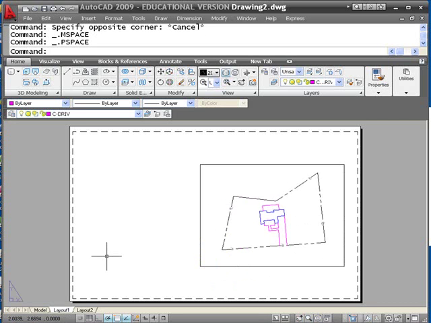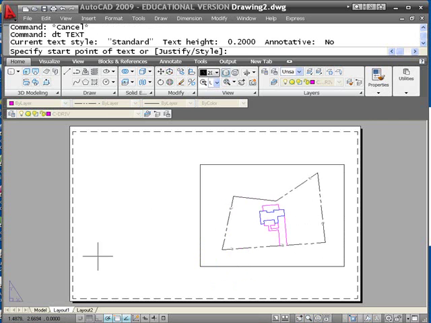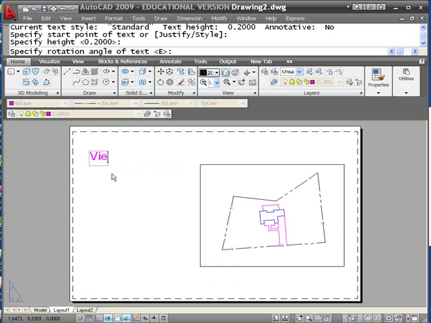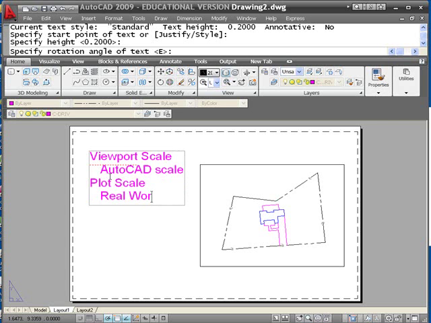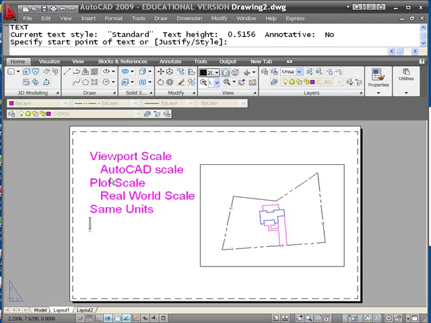Now there's an important distinction here you have to make, and that distinction is between a viewport scale and a plot scale. So let's make a few notes over here just temporarily. Viewport scale is an AutoCAD scale. A plot scale is the real world scale. If the units that you use to create your object or your drawing are the same as the units you use for plotting, in other words, if you draw something in inches and plot it in inches, same units, scales are the same.